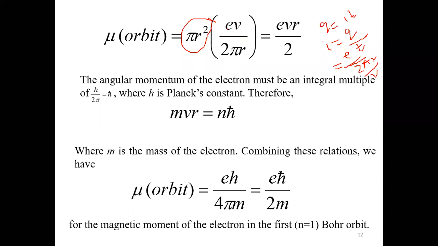So V will go up. So it will be eV by twice pi r. And then if you simplify that one, this will become e, the velocity of the electron, and then the radius of the orbit divided by 2. So that's the dipole moment.